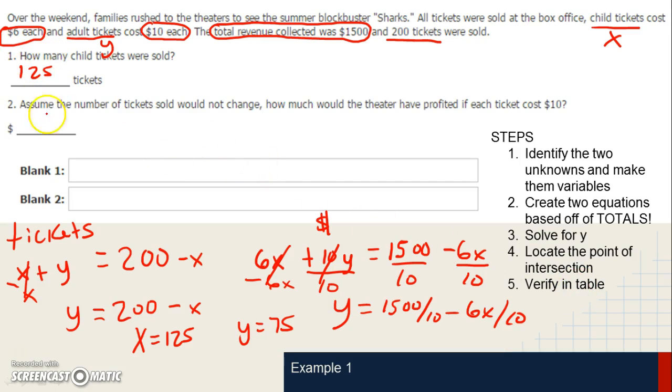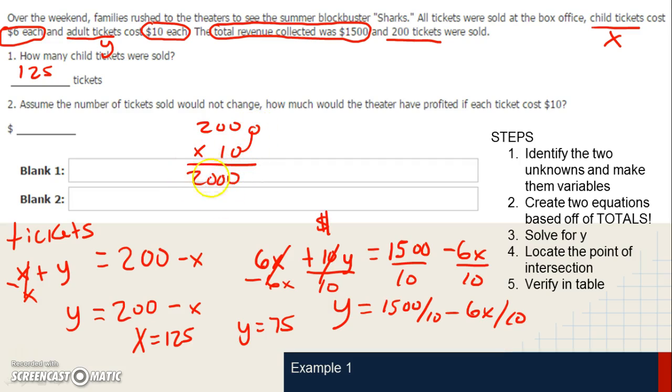So now we can jump into just question number 2. What it's saying is, assume that the number of tickets sold would not change. So they sold 200 total, right? How much would the theater have profited if each ticket cost $10? So if they sell 200 tickets times how much it cost for each ticket, we multiply these two, then we'll get our answer. So 200 times 10 is 2,000. We just add the 0.